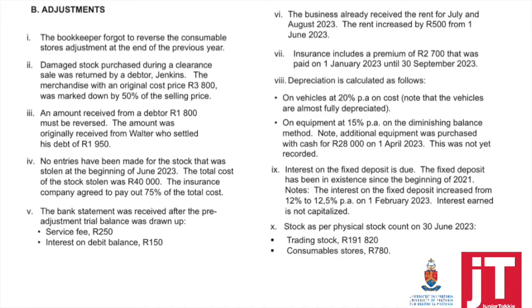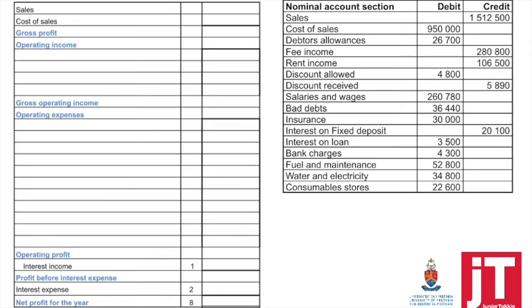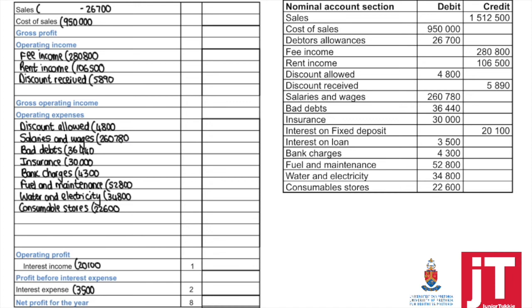So when we're doing this, it's important to know step number 1. Know your formats. Know what goes into your statement of comprehensive income. All income and all expenses. It means that we are only going to look at the nominal account section. We start with all the figures that are given to you from the pre-adjustment trial balance, and we write it in brackets. Show your workings.